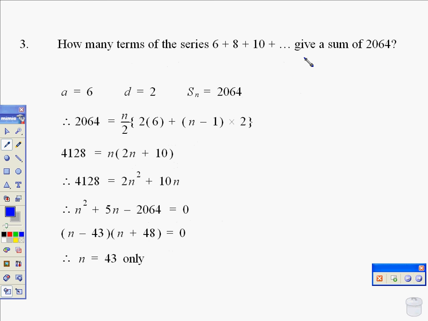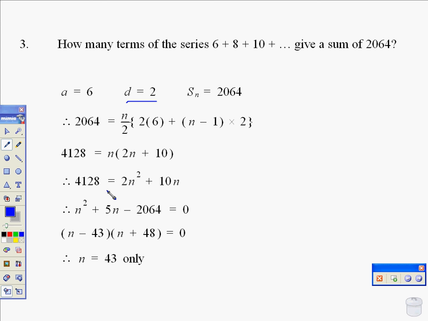Well, this time what we've got is the sum of the series. We need to again find the number of terms in the series, because we know that the first term is 6. Our common difference is going up by 2, so d is equal to 2. So we use Sn as 2064, and we substitute, we get an equation in terms of n. When we simplify this, I've multiplied the 2 by 2 on both sides, so 2064 becomes 4128. We've just got n outside of the simplification of the bracket, which is 2n plus 10. Expand the bracket, we get 2n squared plus 10n.